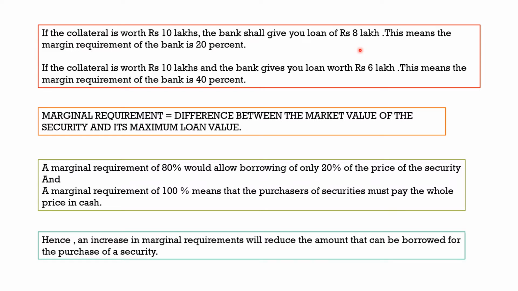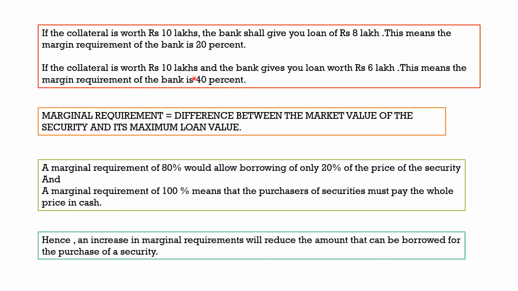In this case, the marginal requirement of the bank comes out to be 20%. So we see that whenever we go for a loan, the bank will keep its margin requirement, a particular percentage. It will study your case. Only then it will decide that this much marginal requirement in this particular case the bank wants.